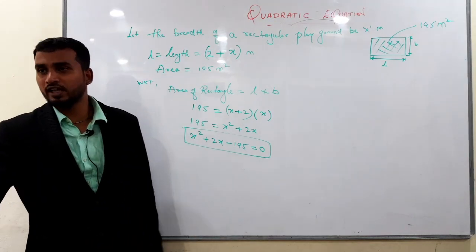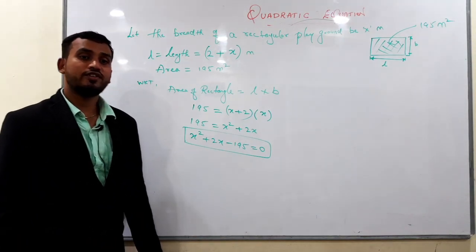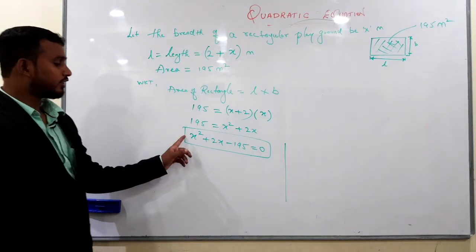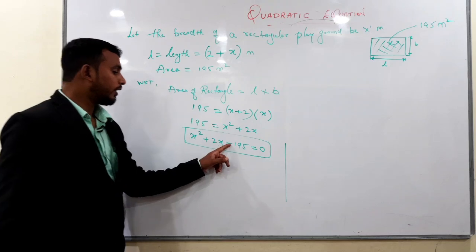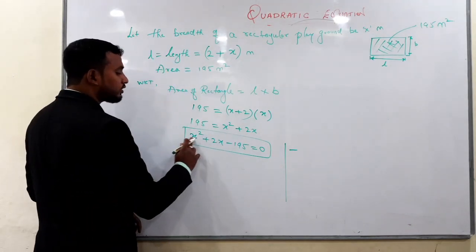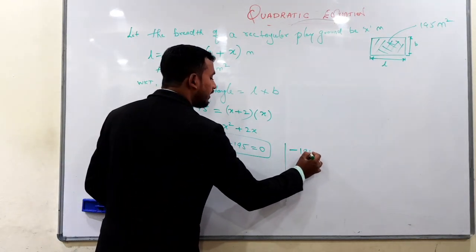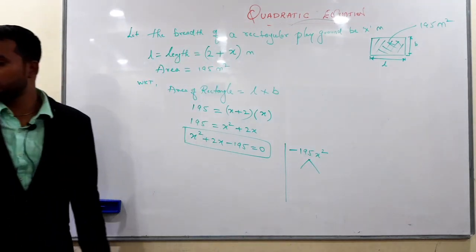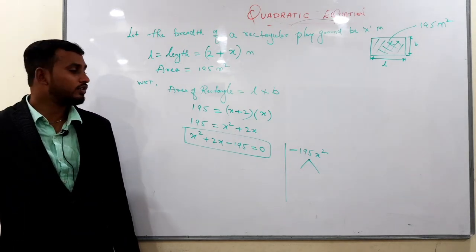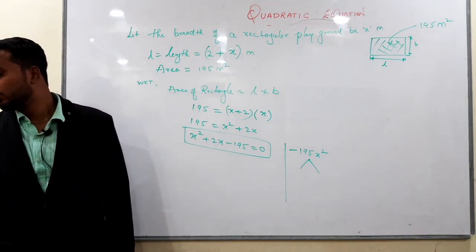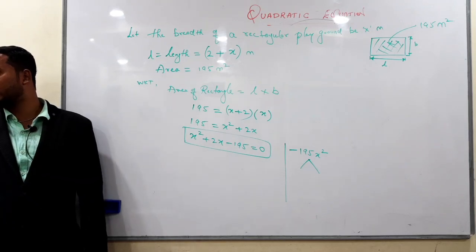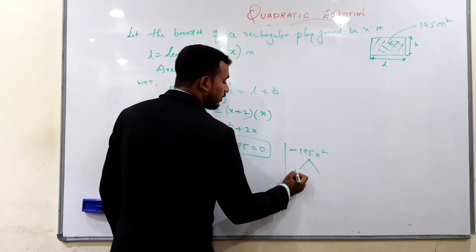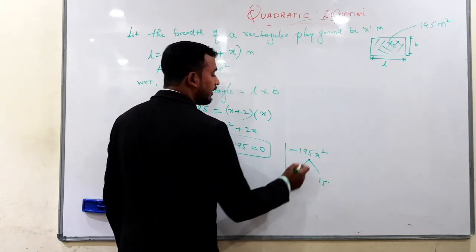As we have done in the last case, what should we do? Factorization method. How to factorize? You know very well. Multiply first term with last term. Plus into minus is minus. x square into 195, 195 x square. Now we have to find two factors in which we get 195 as the answer. So which are the factors in which we get 195? 13 and 15. Very good. 13 times 15 is 195.